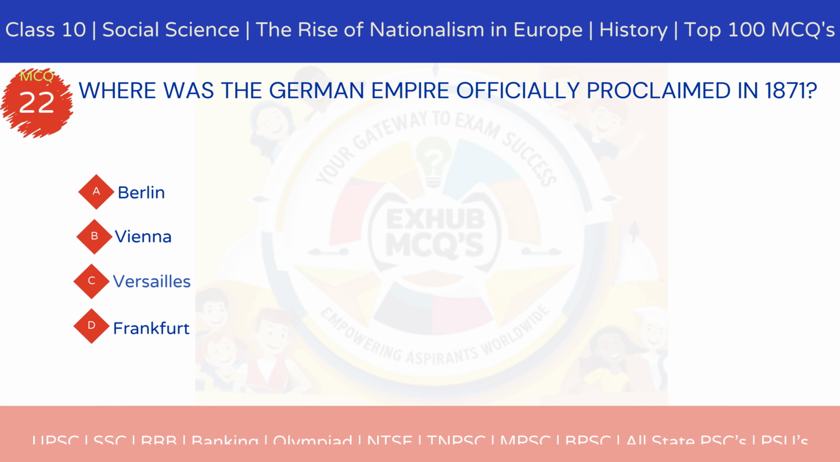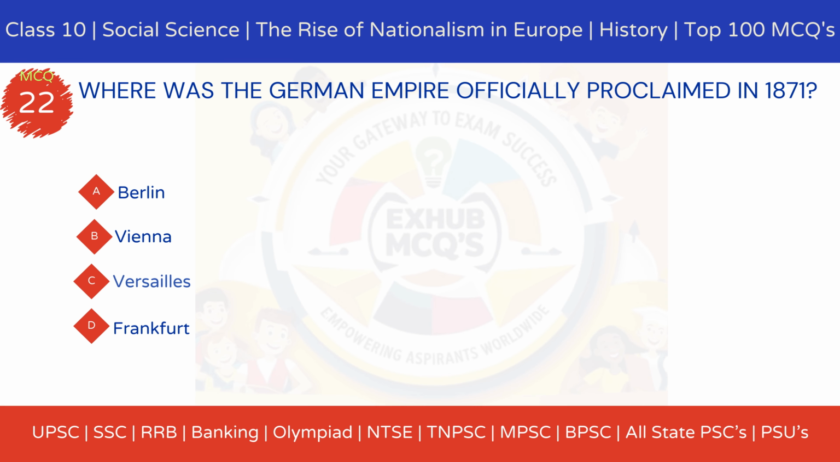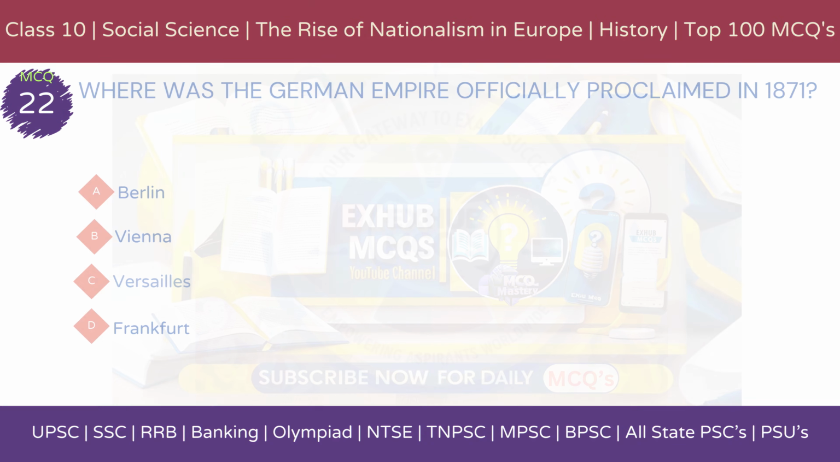MCQ 22. Where was the German Empire officially proclaimed in 1871? Option A, Berlin. Option B, Vienna. Option C, Versailles. Option D, Frankfurt.